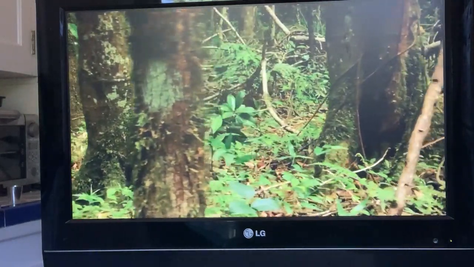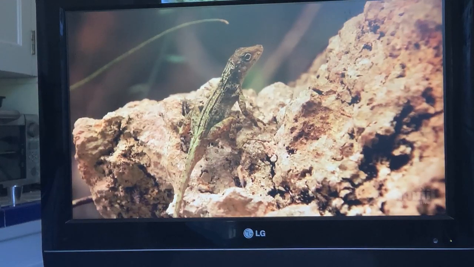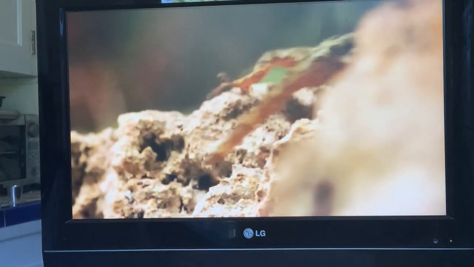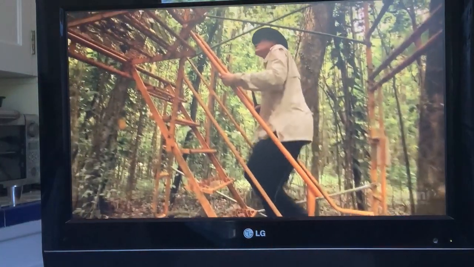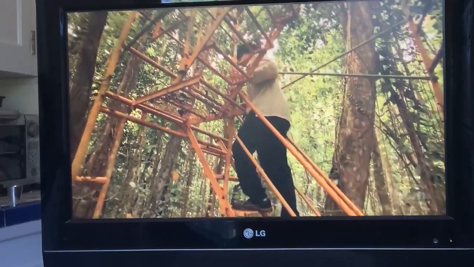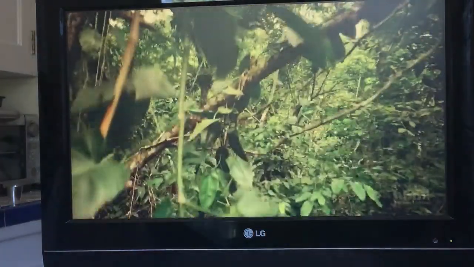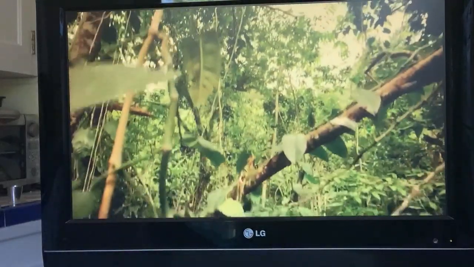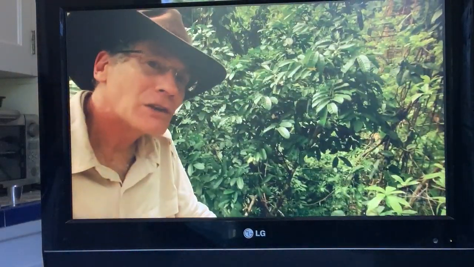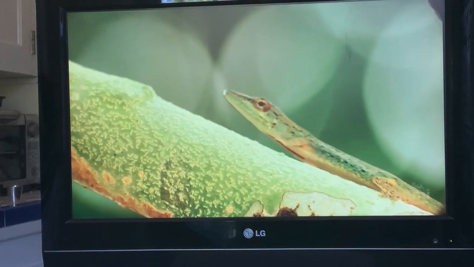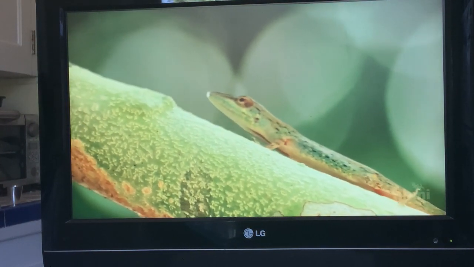On the low parts of tree trunks and on the ground, a longer-legged, stockier species forages, called a trunk ground anole. And higher up the tree lives another anole species. On twigs and small branches like these, we find very small anoles with really short legs. This slender lizard is called a twig anole.